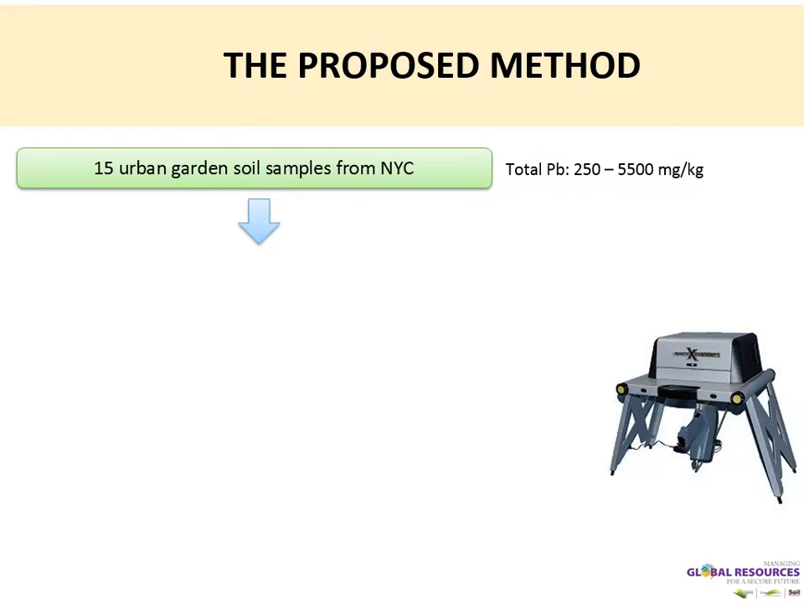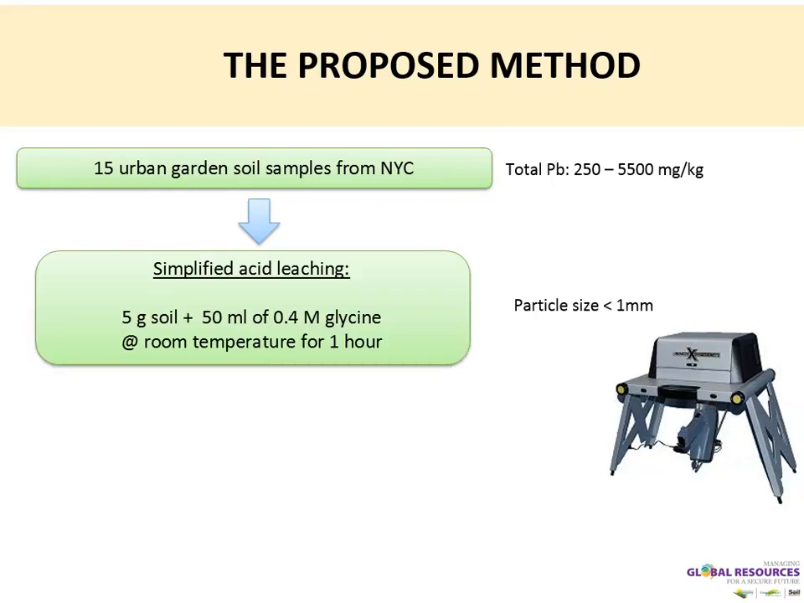So we picked 15 urban garden soils in New York City with various contaminant levels, so we can determine the detection limit. The lead ranged from 250 milligrams per kilogram up to 500 milligrams of lead. We used a particle size that is less than 1 millimeter, something that gardeners, or whoever works in the field, can easily sieve in field conditions. If it's smaller than that, it's very hard to sieve, especially if it's a little bit moist. We air dried the samples if they were too wet, or sieved them right away if they were able to go through the sieve.